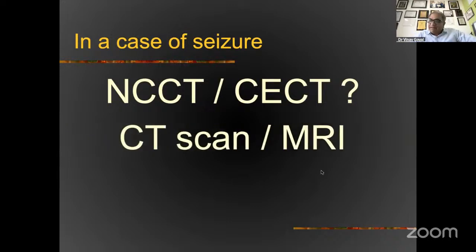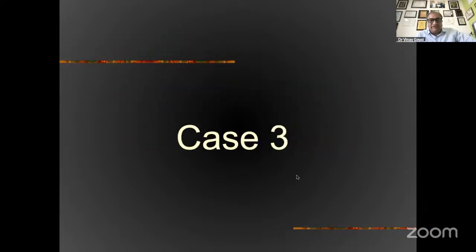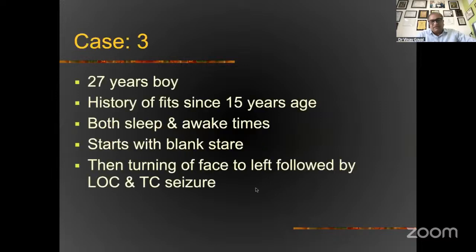CT or MRI, it depends on what is available to you. CT scan is easy to do and cost effective. MRI will require time, about 20 to 40 minutes, preparation, cost, and availability at the center. So these are the pros and cons of the investigation. Let's look at the third case.